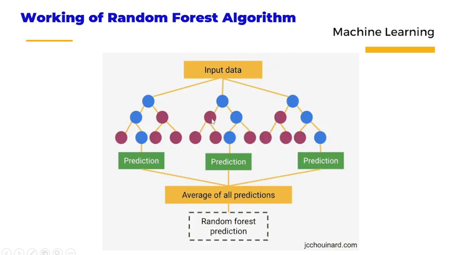So here simply we take n random records and m features from this data set having k number of records. And in step 2, the individual decision trees are constructed for each sample, and each decision tree will generate an output. So the final output is considered based on majority voting or averaging, for the classification and the regression problem.